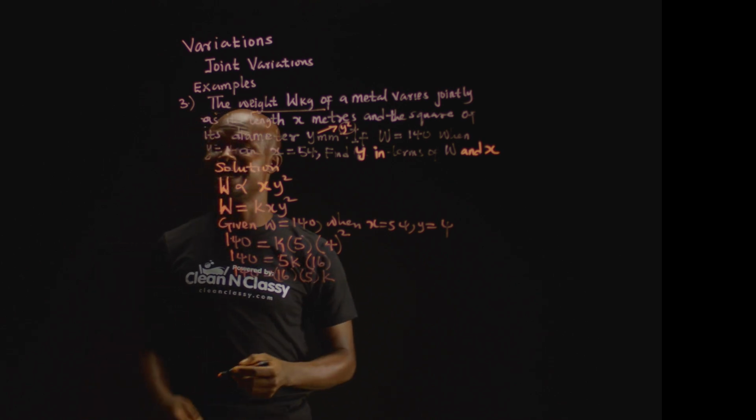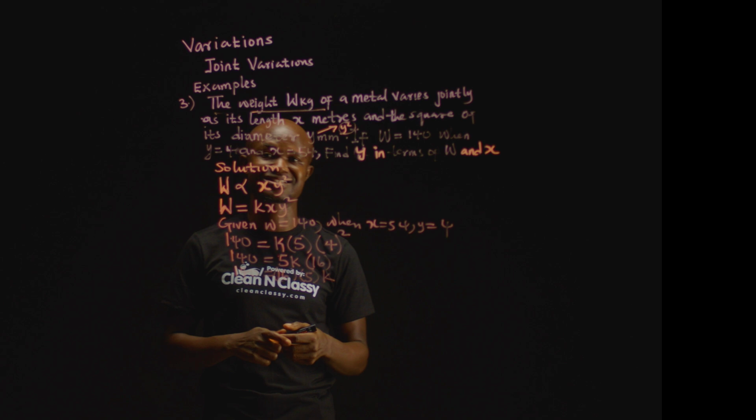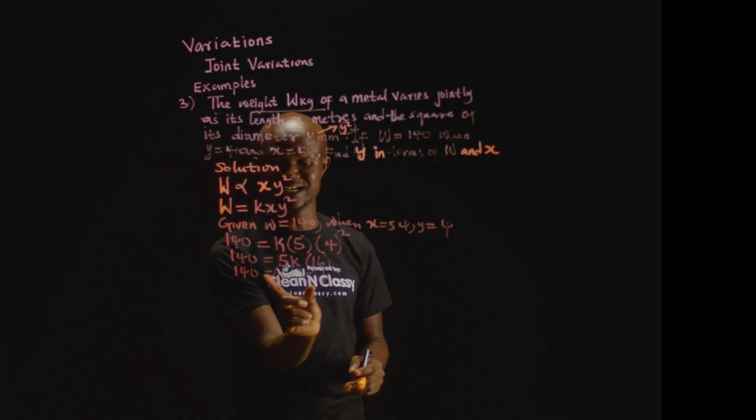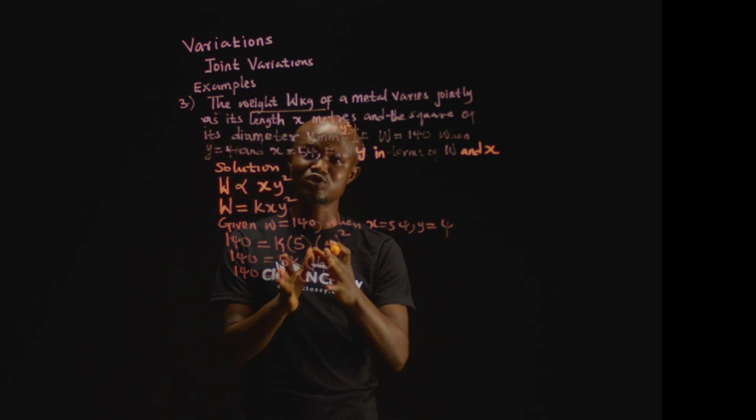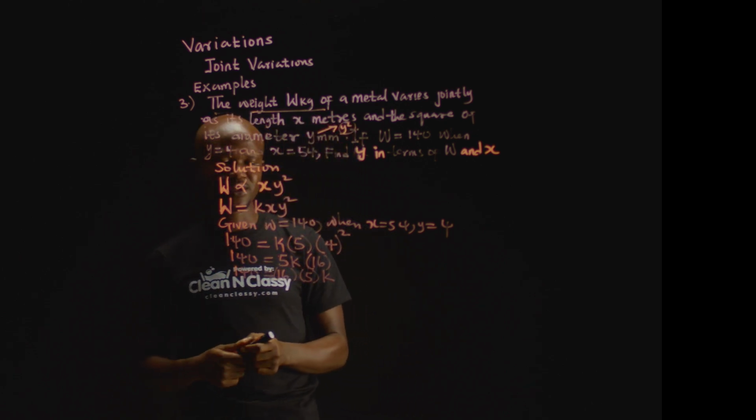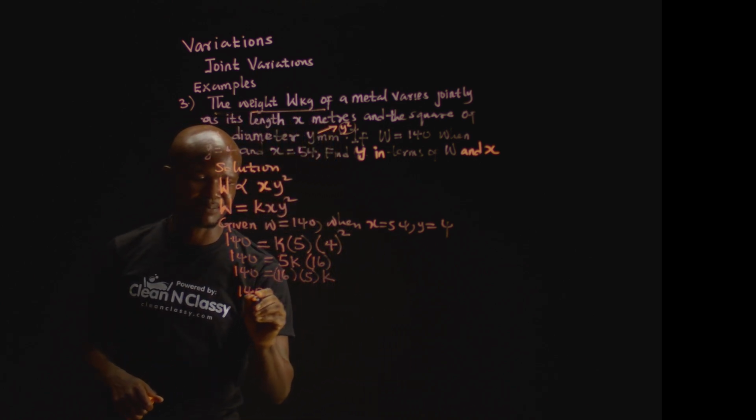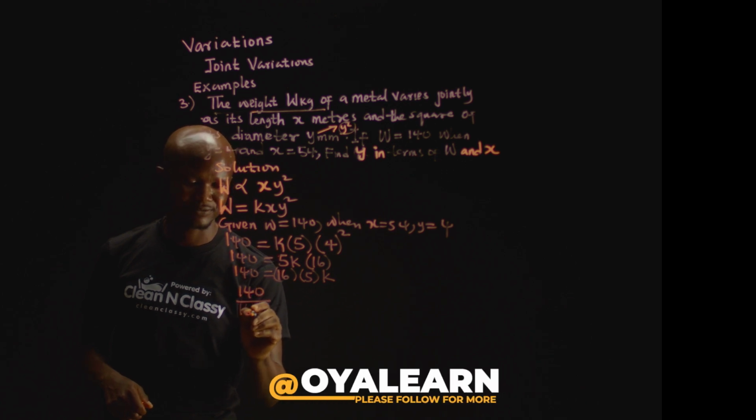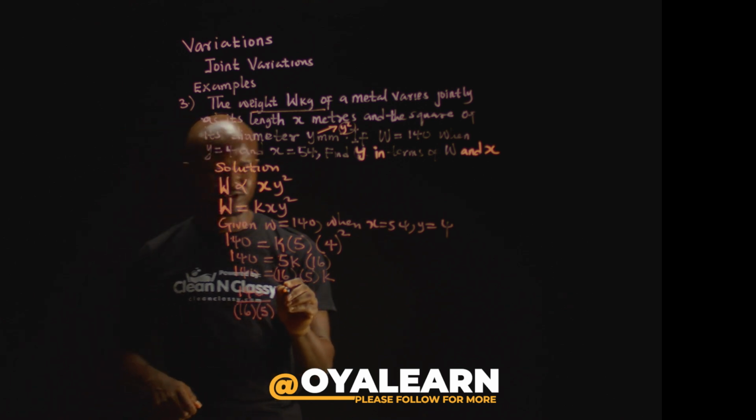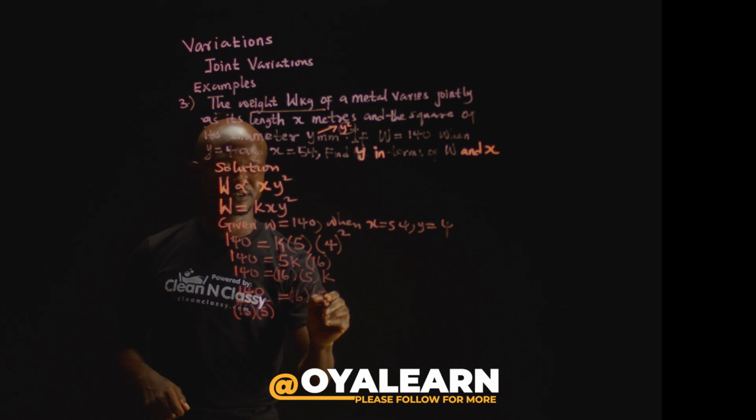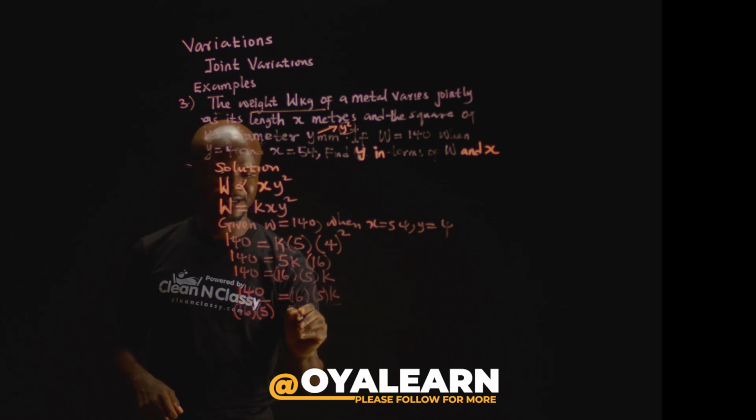So from here, we can divide both sides by 16 into 5, because this will help us. Instead of multiplying this together, it's better to leave it like this, so that by the time you want to simplify further, it will be very easy for you. So dividing both sides by 16 into 5, what do we have? We have 16 into 5 k divided by 16 into 5.